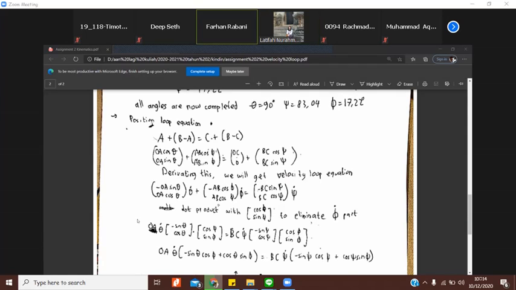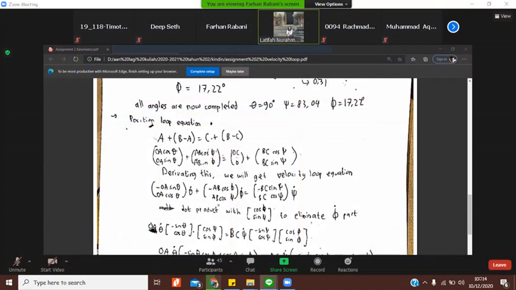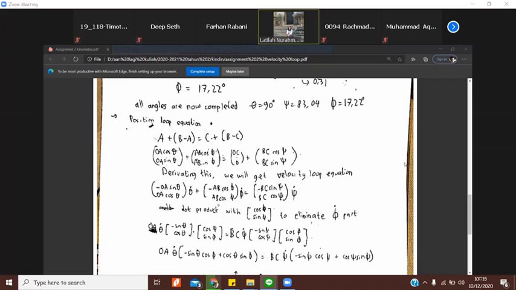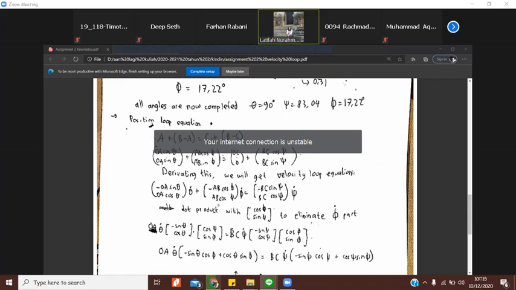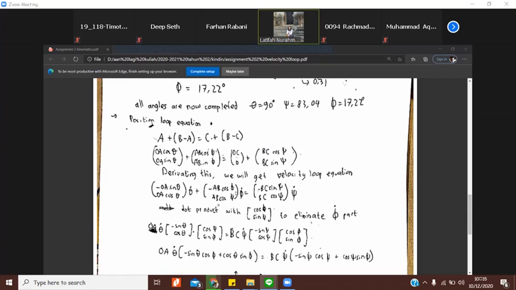Oh yeah, I'm sorry. I don't get what your question is, ma'am. Can you please repeat it again? If you take a look at it carefully, differentiating this, we will get the velocity loop equation, right? Minus OA sine theta, OA cos theta, theta dot plus minus AB cos phi and AB cos phi. Both are cos and sine. Oh yes, I think that's the problem.